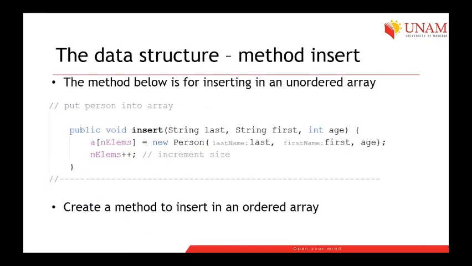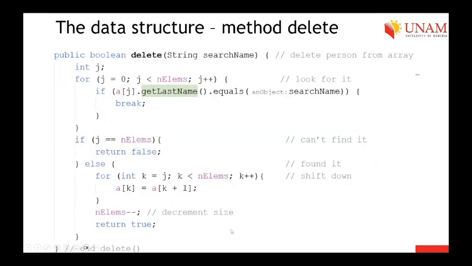Looking at method insert, here I have given you the code for inserting in an unordered array. So assume that you just insert at position nElements and you add nElements plus plus. But of course, I want you to create a method that enables you to insert in an ordered array so that you still maintain the order according to last name. So this is an exercise for you.